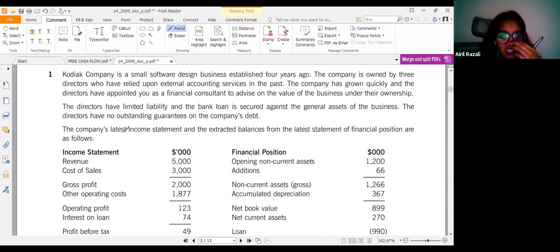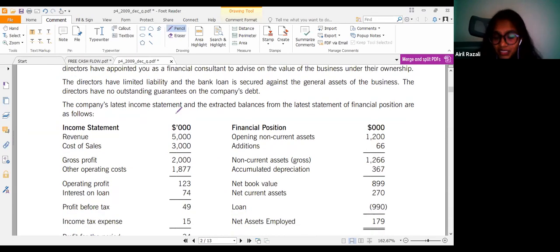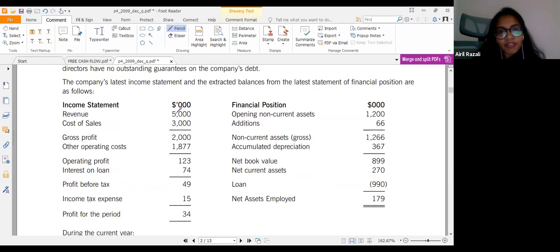Kodakko is a small software design business established 4 years ago. The company is owned by 3 directors who have relied upon external accounting services in the past. The company has grown quickly, and the directors have appointed you as the financial consultant to advise on the value of the business under their ownership. The directors have limited liability. The bank loan is secured against the general asset. The directors have no outstanding guarantees on the company's debts. He has given you the financial statements, the income statement and the statement of financial position.